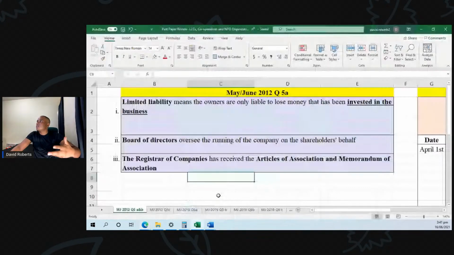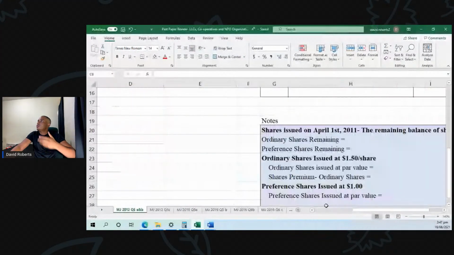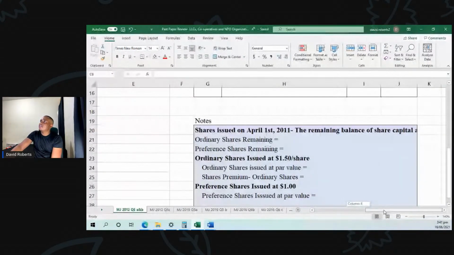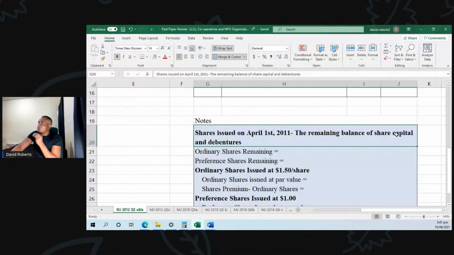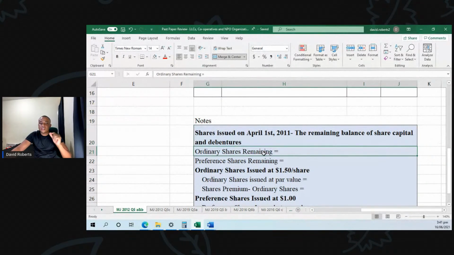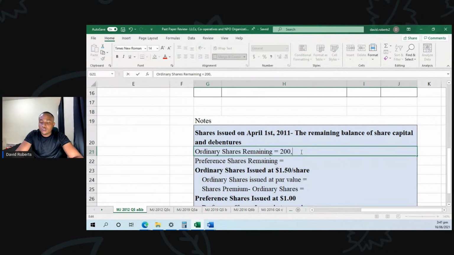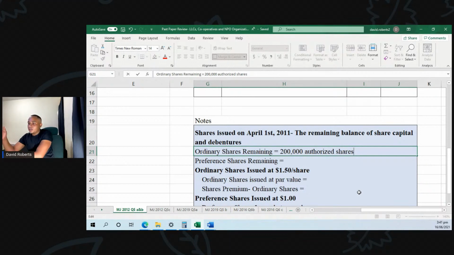So let's write that out and let's see if we can understand that a little better. So we have the shares issued as at the 1st of April 2011, which is the remaining balance of share capital and debentures. So first we have the remaining ordinary shares. So 200,000 authorized shares. And remember, what are authorized shares? I can't write it on the iPad now, but just write in the notes. These are shares that could be distributed by the company.